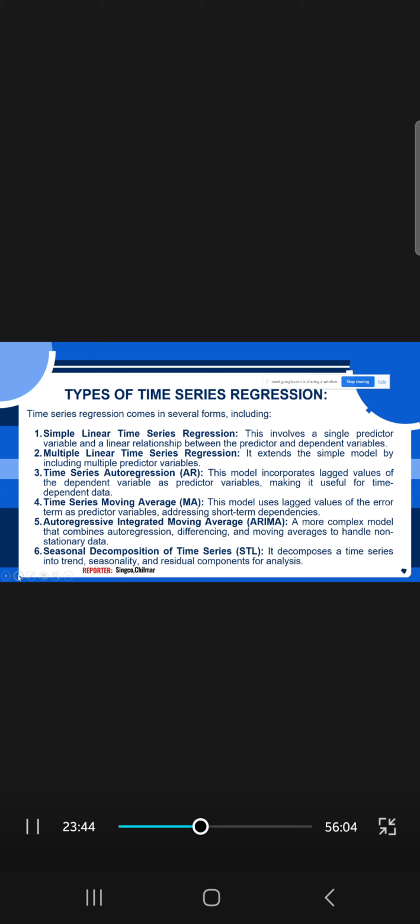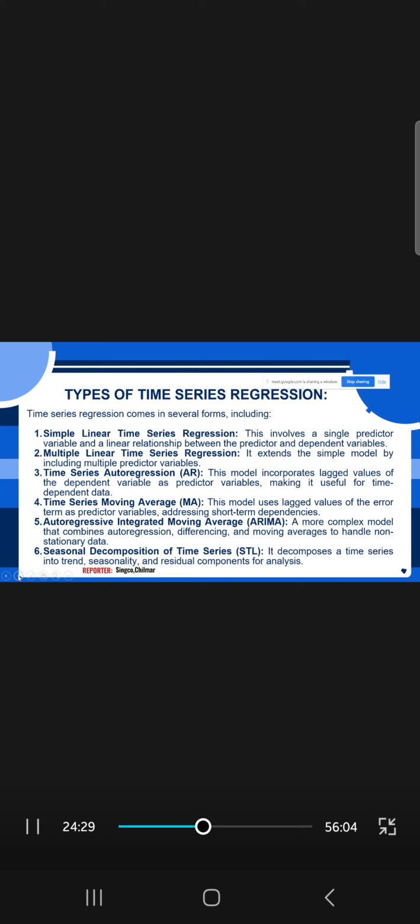So in simple linear time series regression, there is a single predictor variable, and the relationship between the two variables is linear. So this means that the dependent variable is assumed to increase or decrease linearly with the independent variable. So I'll give you an example. Let's say that we are interested in predicting the monthly sales of a product based on the amount of advertising spent that month. We can use simple linear regression to model this relationship.